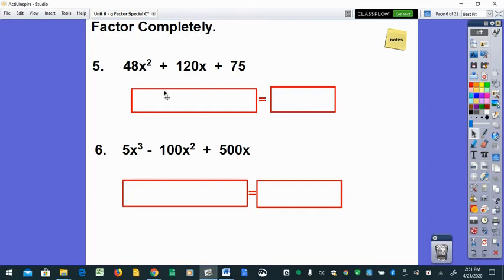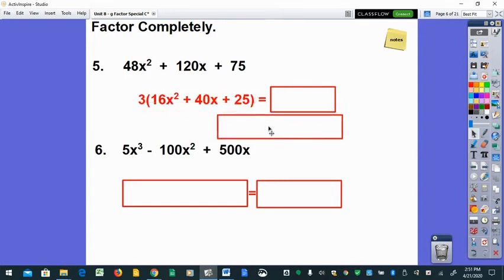So the first one, was there a GCF? The answer is yes, it is 3. Now remember to find divisibility by 3. If you took the 8 plus 4, you get the number 12. That's divisible by 3. The 1 plus the 2 plus the 0 is 3. 3 is divisible by 3. And 7 plus 5 is 12, and that's divisible by 3. So all three of these numbers are divisible by 3.